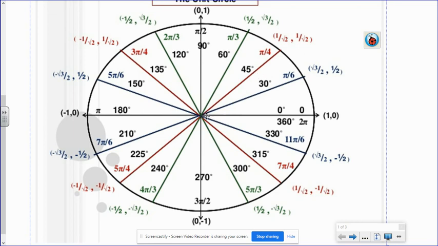The 45, 45, 90, 45 degrees is going to be exactly halfway into each 90-degree quadrant. And then 30 degrees would be a third of the way into the 90-degree quadrant, and 60 degrees is 2/3 of the way into the 90-degree quadrant.